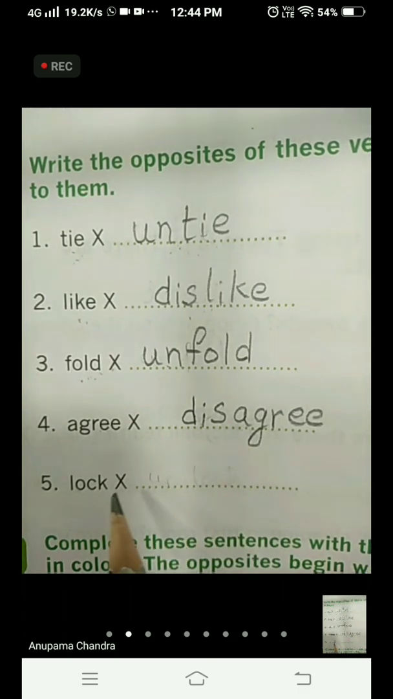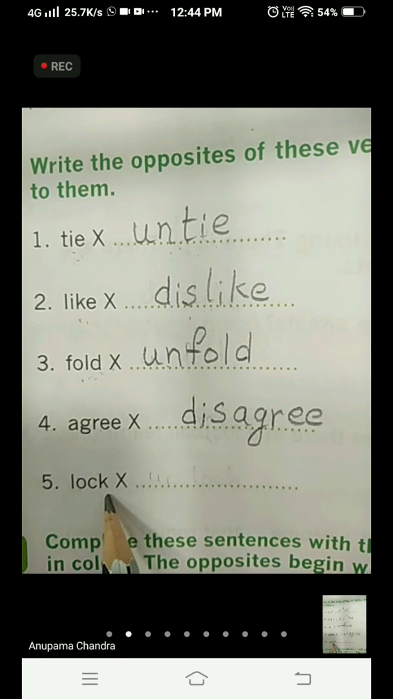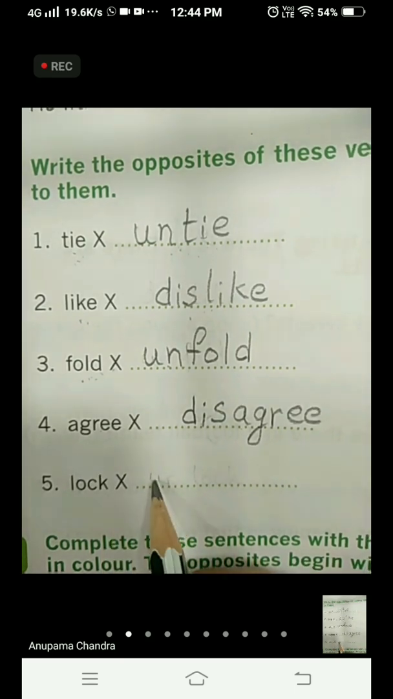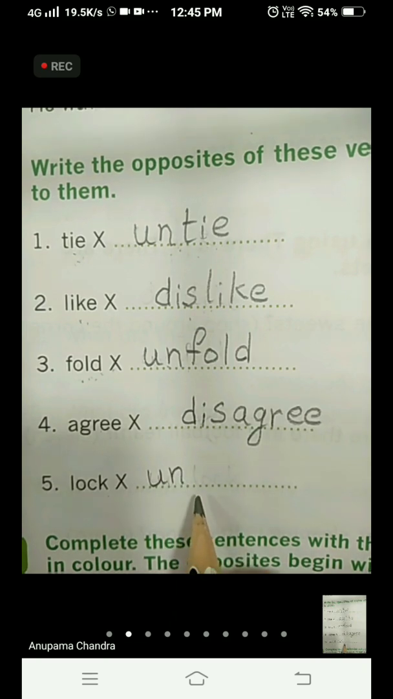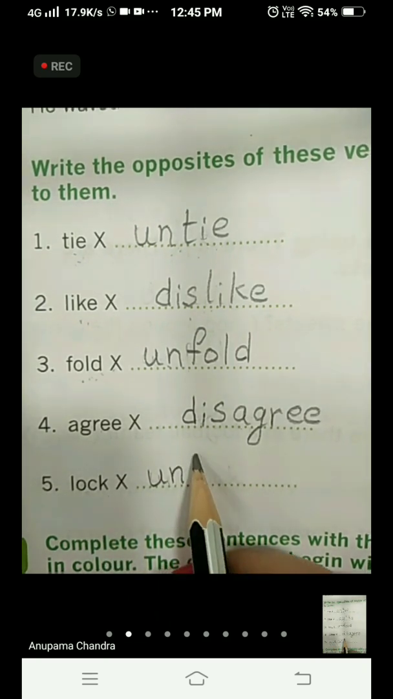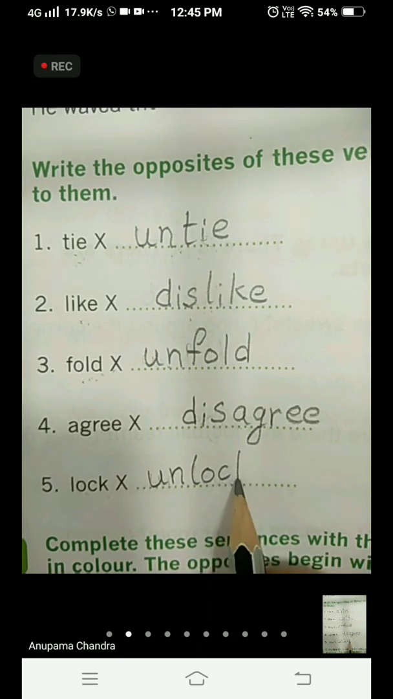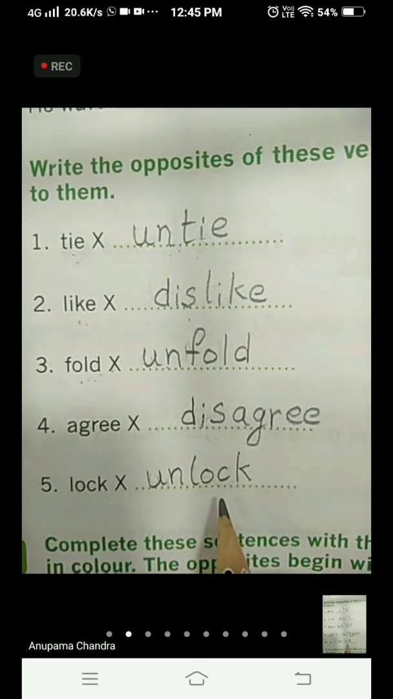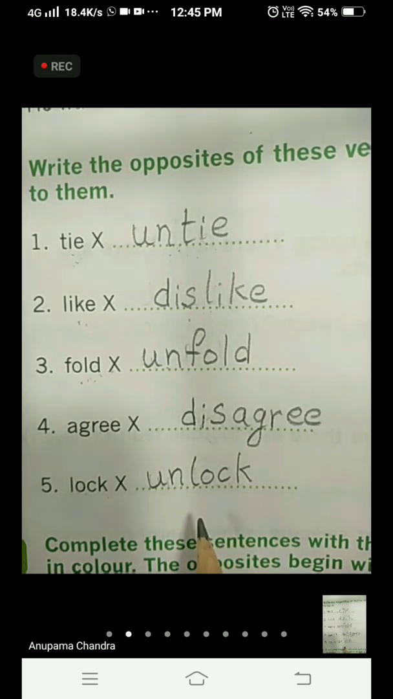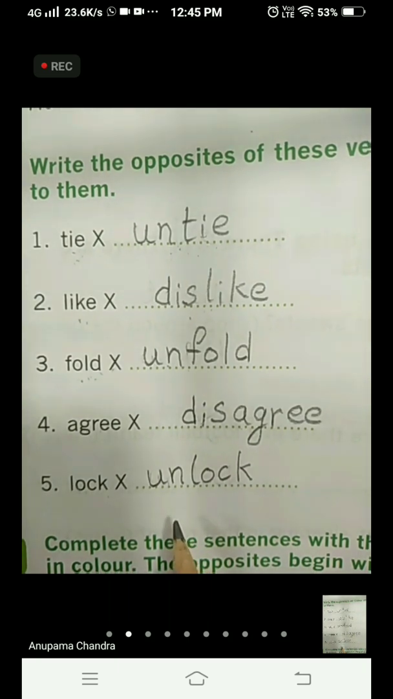Okay. And the fifth one, L-O-C-K, lock. Now for lock we will use un to make the antonym for the word. Lock, unlock. Now children, you have to remember where to use un and where to use dis to make the antonym for the word.